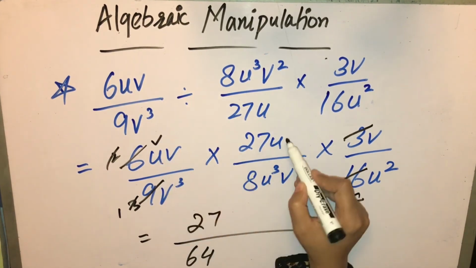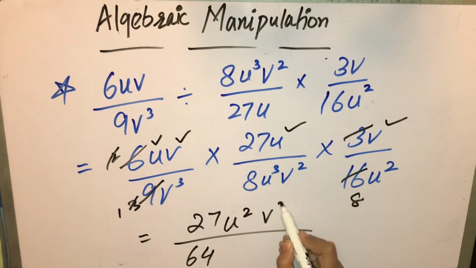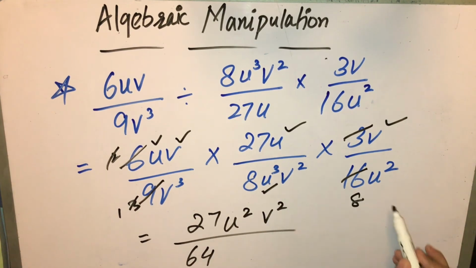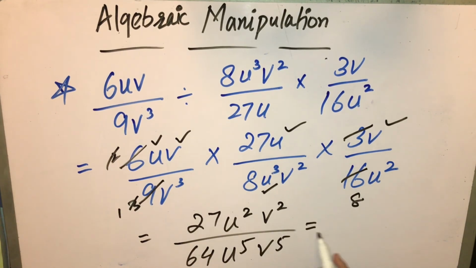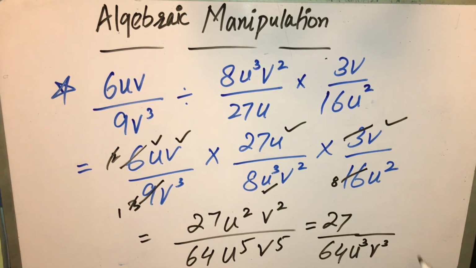How many u's? 1, 2, u^2, 1, 2, v^2 over 8, u^3 and u^2, u^5 and v^5. Subtract. 27 over 64 will remain as it is. u^3 in the denominator, v^3 in the denominator. There is no variable left in the numerator, as the power of the variable in the numerator was less than in the denominator. This is the final answer.